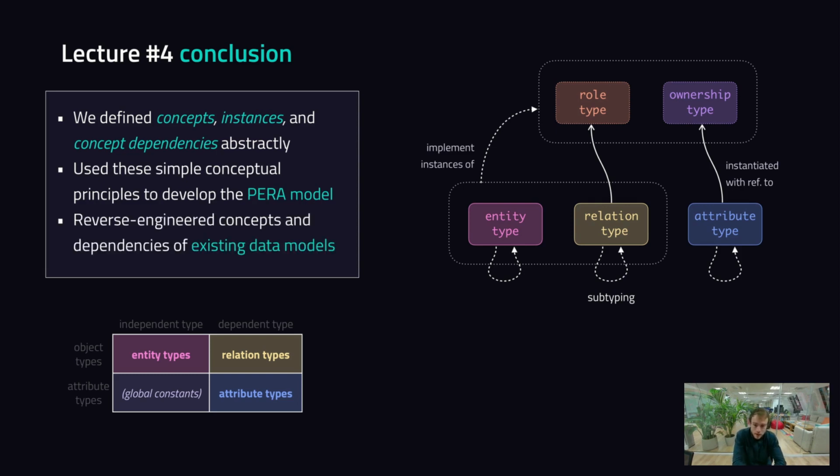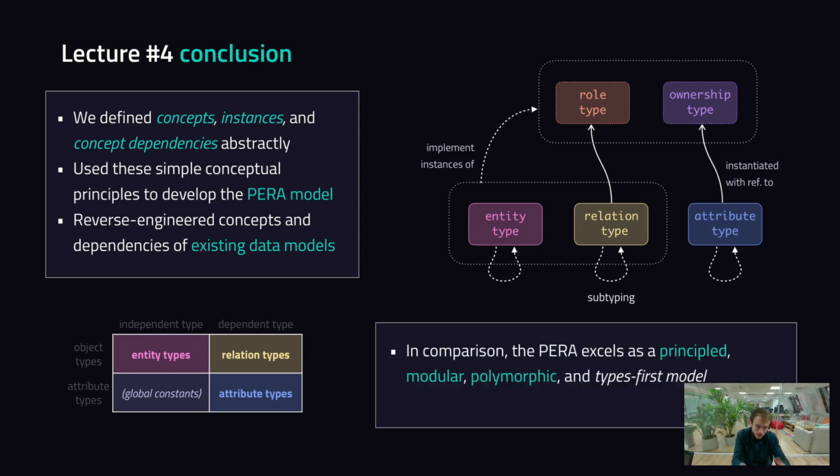And of course, we've also then compared the Pyra model with other data models. We've reverse engineered the types and the type dependencies of these existing data models. And what I want you to take away from this lecture is that in comparison with these other models, the Pyra model is certainly a much more principled, modular, and in particular polymorphic approach to data modeling, and a types-first model.